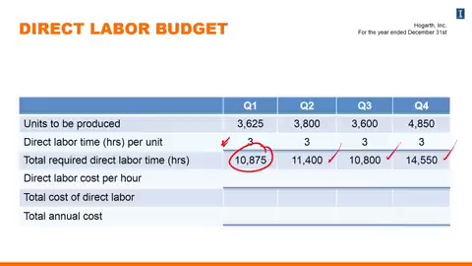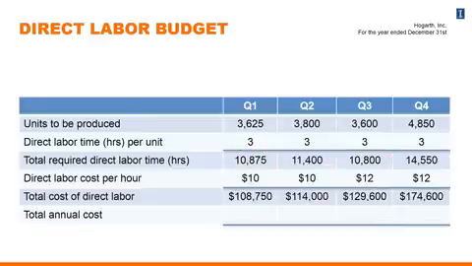Again, assuming that we use 3 direct labor hours for each unit to be produced in those quarters as well. The direct labor cost per hour on average for all of the employees who are performing those activities is $10 in quarter 1, $10 in quarter 2. In quarter 3 and quarter 4, we expect that cost to increase a bit.